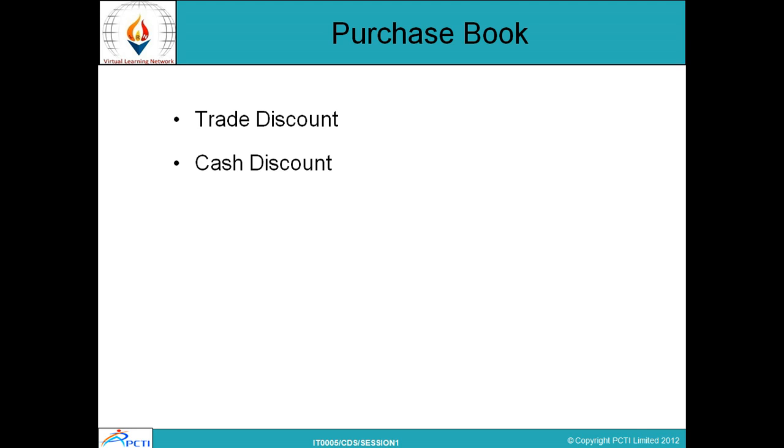Trade discount is shown by way of deduction in the invoice itself, hence no further entry is required to book the account. However, cash discount is shown as the expenses in the profit and loss account. Alright friends, so we have discussed trade discount and cash discount. We'll move further now.